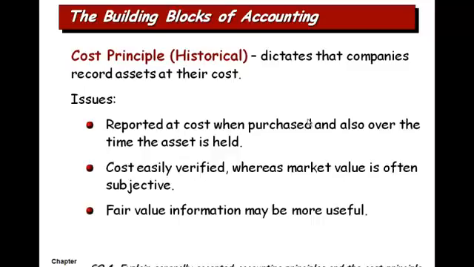So basically, if we keep it at cost, we could be understating the value of our asset, but it's more reliable. It's more reliable because we have a set number, because we know what we paid for it. Market data can be subjective, appraisals and what have you. So the cost principle is more of a conservative approach. It can easily be verified, whereas market value is often subjective. Fair value information may be more useful, like I originally said, but again, it's subjective, and what one person says can differ from what another person says.